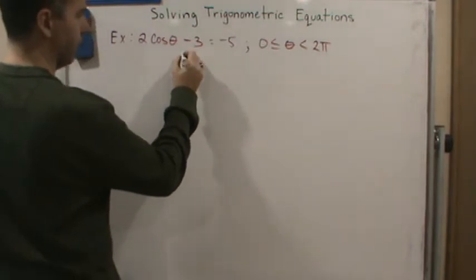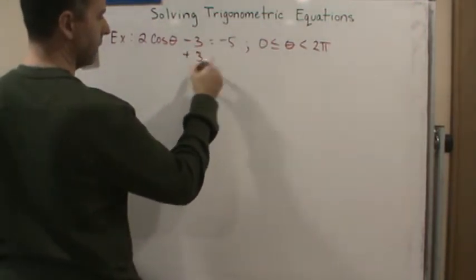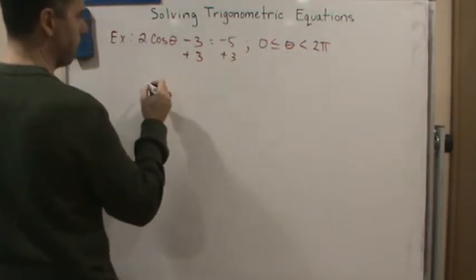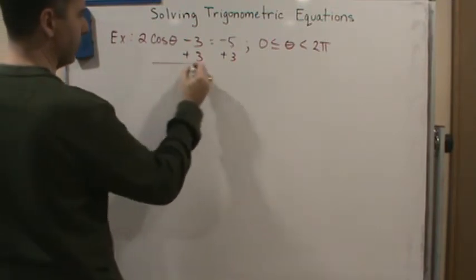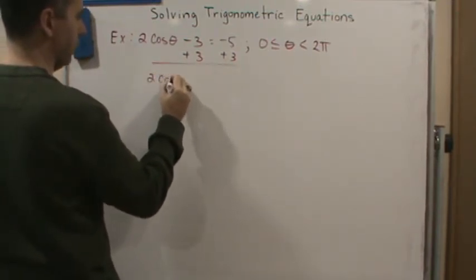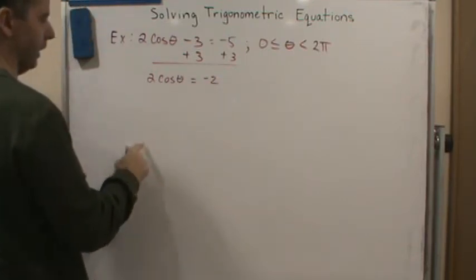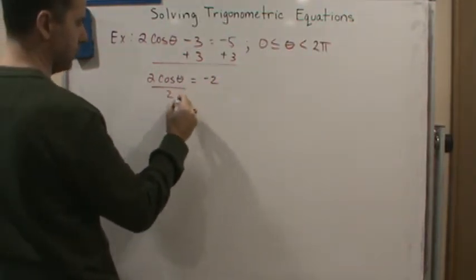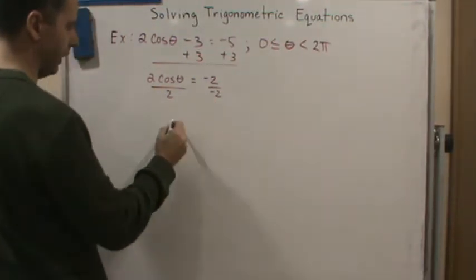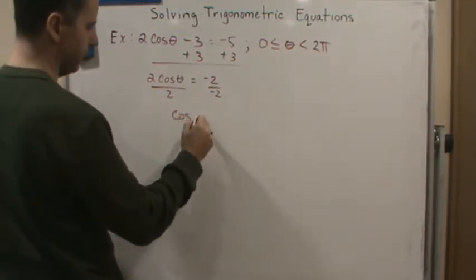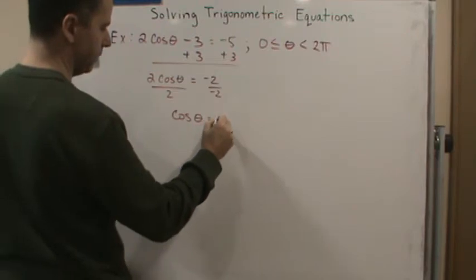So again, I'm just going to add 3 in this case to both sides. And so when I do that, that's going to give me 2 cosine theta is equal to negative 2. And now I'm going to divide both sides by 2. And now I get cosine theta is equal to negative 1.